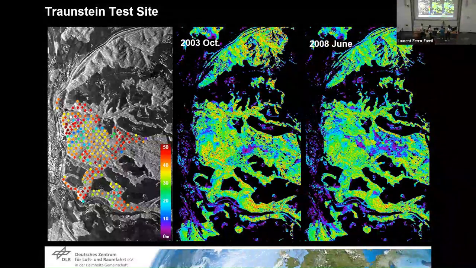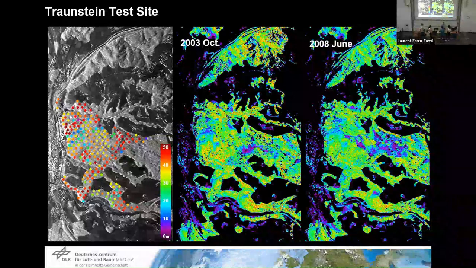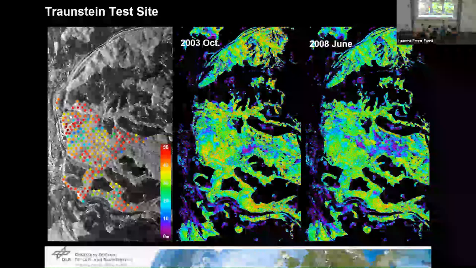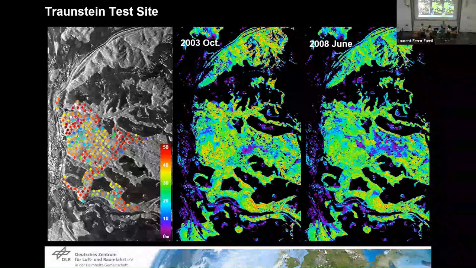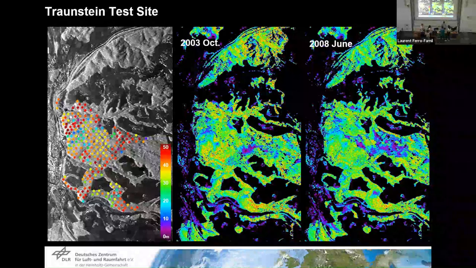Of course, there is a wide literature about change detection. It's not an easy thing. There are people who also use temporal interpolation. And what you can basically monitor is the variation of the coherence.